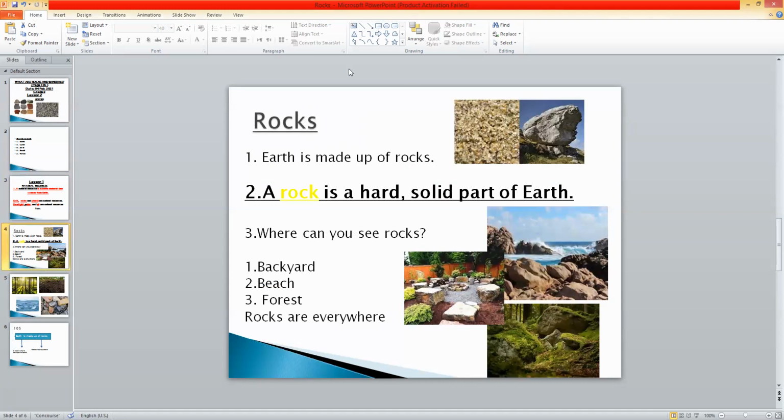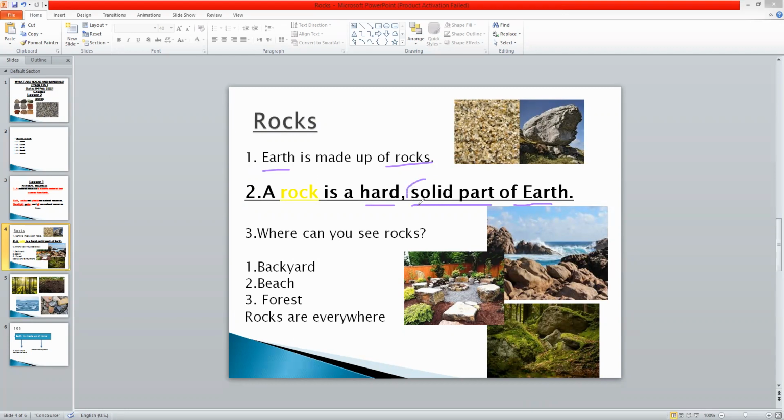So one thing you need to know is earth is made of rocks. Part of the earth, as we have water, we have soil, we also have rock. And a rock is hard, not soft. A rock is a hard, solid part of the earth.